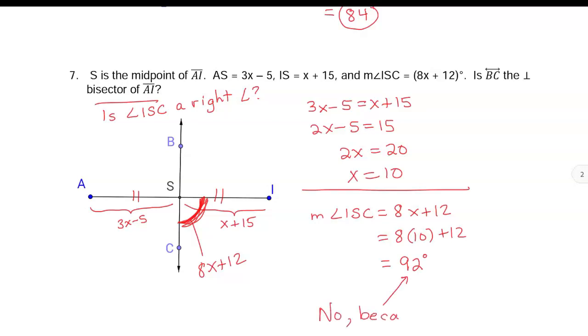because the measure of the angle must be 90 degrees if BC is perpendicular to AI.